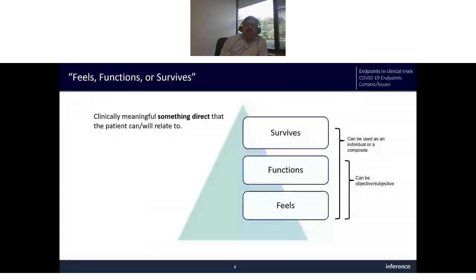Now, it is possible that sometimes efficacy endpoints would combine some of these elements. So for example, in a rheumatoid arthritis trial, the primary endpoint would be a combination of feel and function. That is sometimes done, which we call a composite endpoint. And also remember that some of these endpoints could be subjective. We could ask the patient subjectively how they feel on a scale, or sometimes they are objective, and obviously survival being the most objective endpoint.